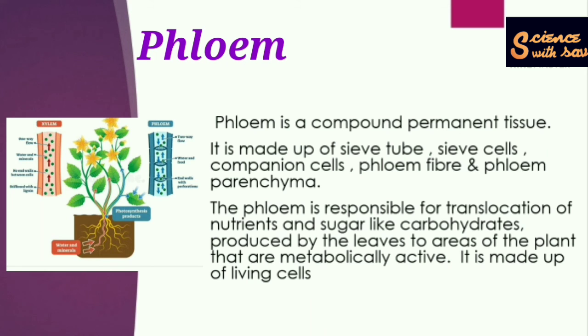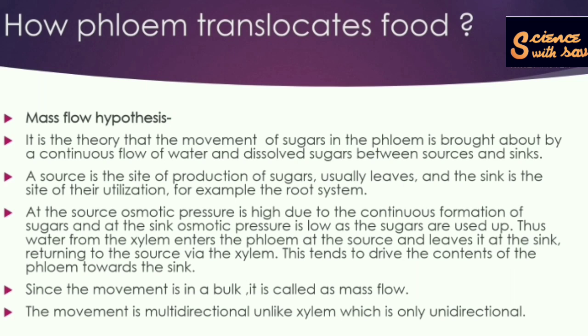To explain the movement of food by the phloem, there is a hypothesis which is called the mass flow hypothesis. Not too much detail is required for you right now. I'll simply try to explain to you that this theory says that the movement of sugar or formed food in the leaves by the phloem is brought about by a continuous flow of water and dissolved sugars between the source and the sink. So source is the site of production of sugar, that is the leaves where the sugars or the food is produced, and sink is the place where it will be utilized.